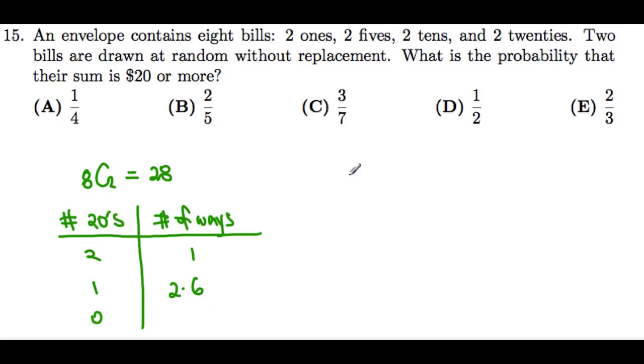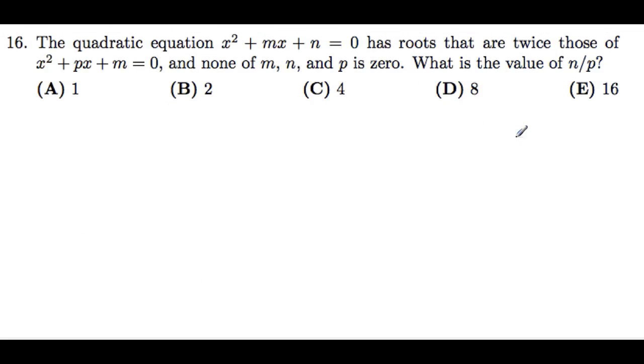How about 0 20s? Then the only way that's possible is I have to pick 2 10s. There's only one way of doing that. So when you combine them together, we get 14 out of 28, which is choice D, 1/2.